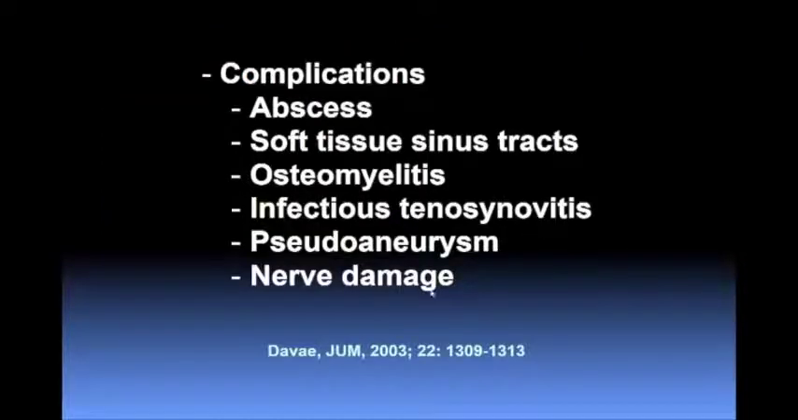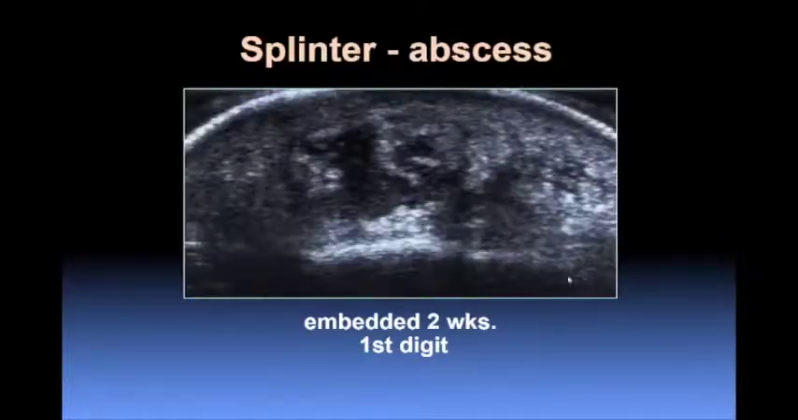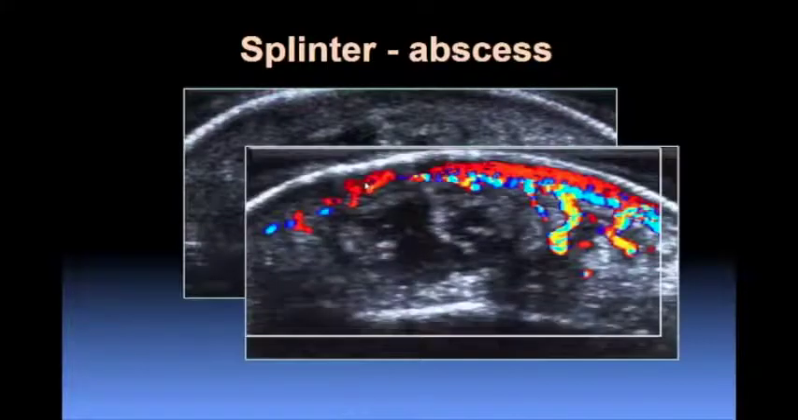Ultrasound is also good for looking for complications, including abscess, where these foreign bodies might be, or depending on how long the patient waits to see someone, if they develop a soft tissue sinus tract or osteomyelitis, or even if it's in the tendon sheath, a tenosynovitis. If they're close to an artery, they could develop a pseudoaneurysm, or they could have direct damage to the nerve if they pierce it. Here is a patient who had a splinter that had been embedded for a couple of weeks, and you see this real hypoechoic area with these little echoes. And when we turned on color Doppler, these areas didn't fill in, and we could push and blot this area and see these little echoes moving around, and this was an abscess.